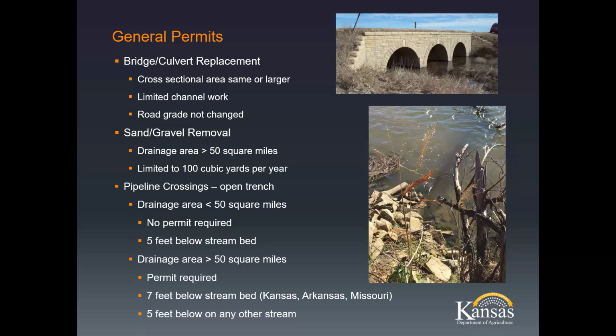Pipeline crossings, if you're going to do something by open trench, and the drainage area is less than 50 square miles, you don't need a permit. If it's greater than 50 square miles, you do need a permit if you're going to do it by open trench. And it needs to be 5 foot below the stream bed on smaller streams and 7 feet below the stream bed on larger streams.